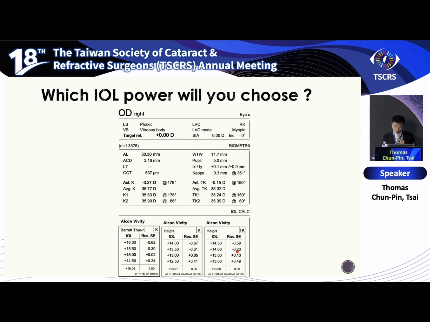This patient wants to use a computer and read papers. The difference between Haigis and Haigis TK is due to a steeper posterior cornea effect in this patient.